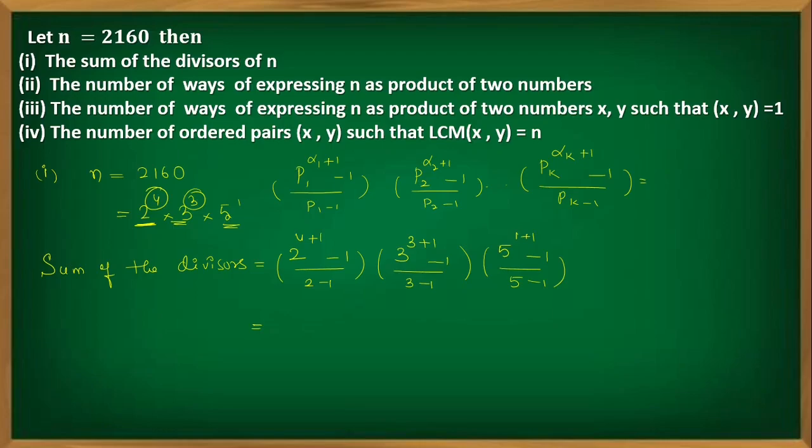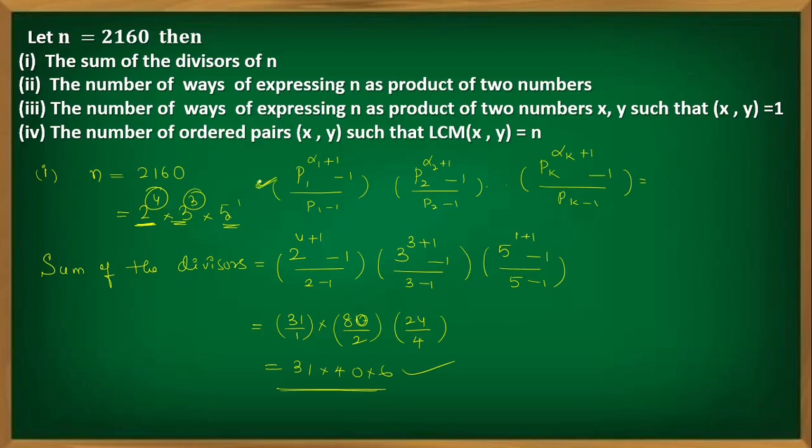So 2 to the power of 5 is 32, minus 1 is 31, divided by 1, into 3 to the power of 4, which is 81, minus 1 is 80, by 2, into 5 square, 25 minus 1 is 24, by 4, which gives you 31 into 40 into 6, which is 24. So you can calculate this. This is the way of finding the sum of all the divisors of a particular number. Just keep this formula in mind.